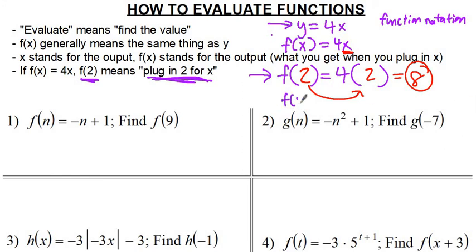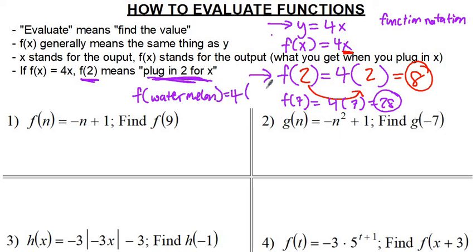So f of 7 means wherever you see an x, you would plug in a 7, and 4 times 7 is 28. If it said f of watermelon, let's say, of course that's not a number, but just to give you an example, f of watermelon means wherever you see an x, you would plug in a watermelon. 4 times watermelon, of course that's not a number, but hopefully you get the idea. So x stands for the input, and f of x stands for the output, whatever you get out after you plug in the x value.